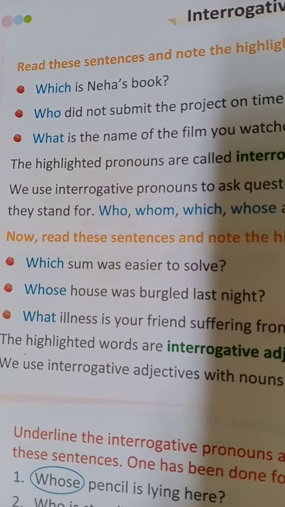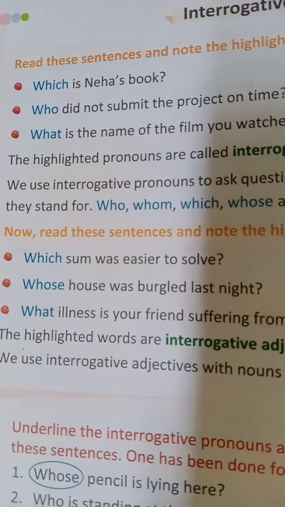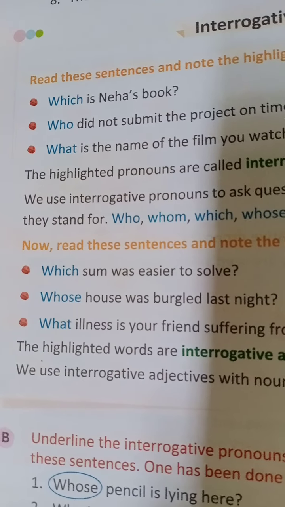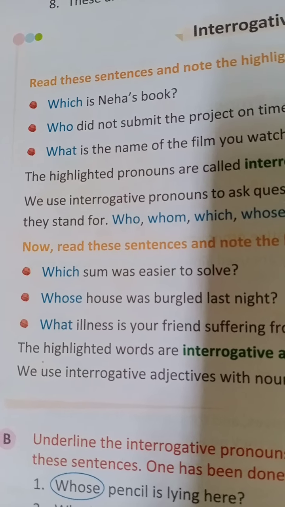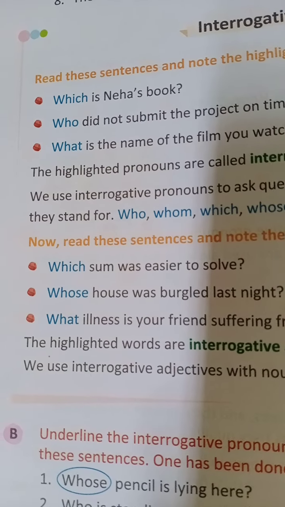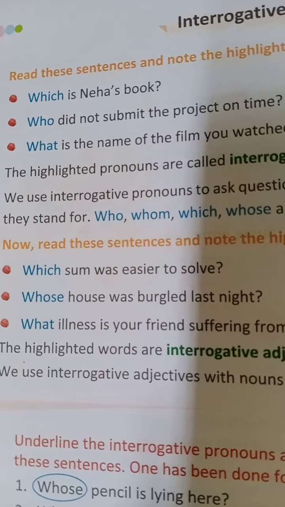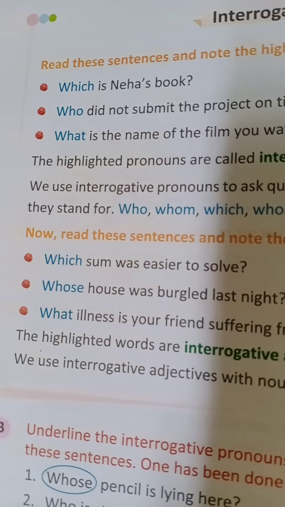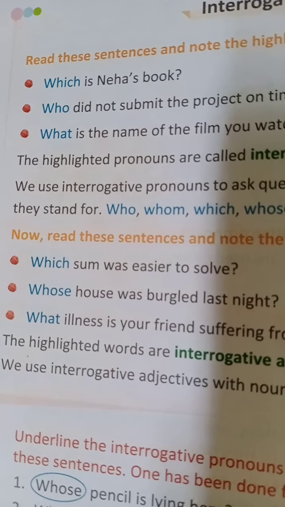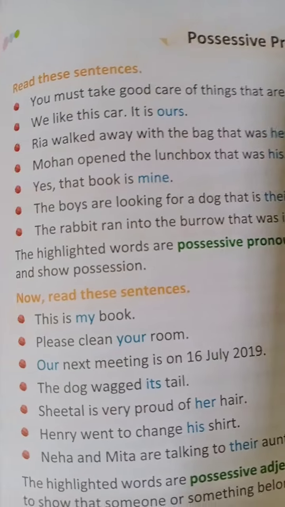Same goes with the demonstrative pronoun and demonstrative adjective also. In a demonstrative pronoun, after the word like this, that, an auxiliary verb is used. That is a demonstrative pronoun. But when after the word this, that, a direct noun is used, we call it a demonstrative adjective. Now let us move on to possessive pronoun.